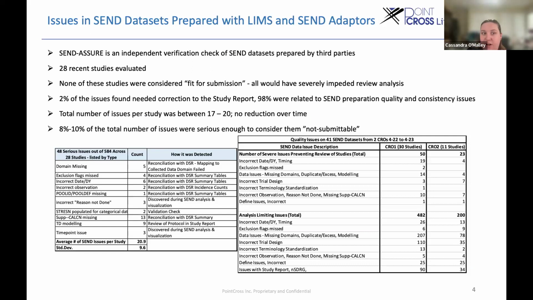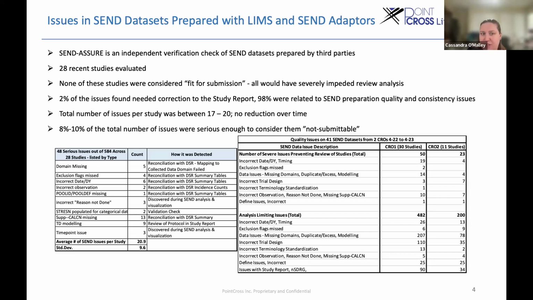So we have some background on where this information is coming from: our SEND Assure process. It is an independent verification of the SEND datasets that are provided by third parties. We've taken a selection of 28 of the recent studies that we have standardized, and we have found that none of these studies were considered fit for submission because all of them would have had very, very severely impacted review analysis. We found that approximately 2% of the issues that were found needed correction in the study report, but about 98% of them were in the SEND preparation itself.